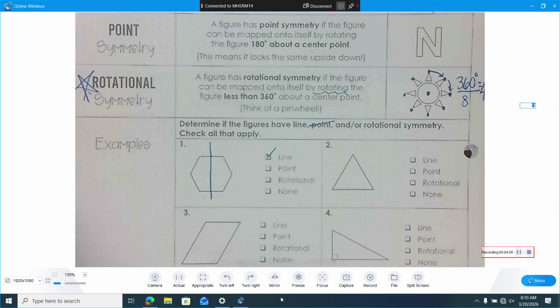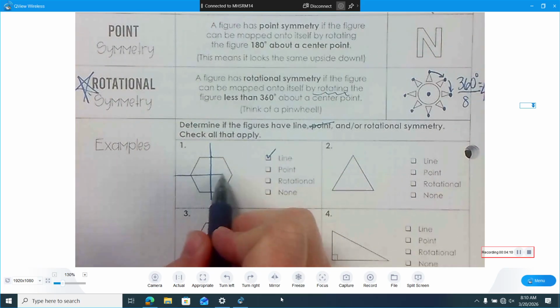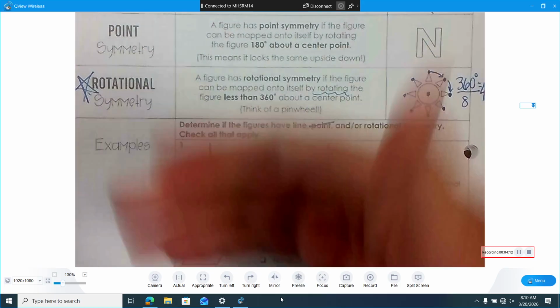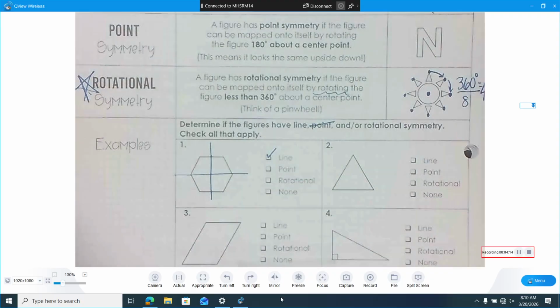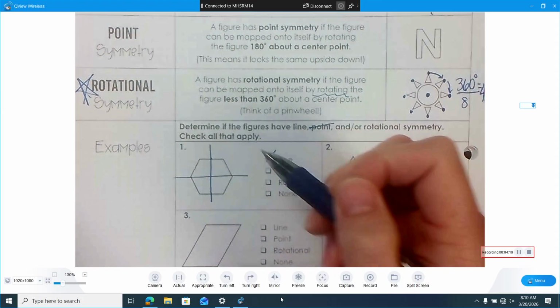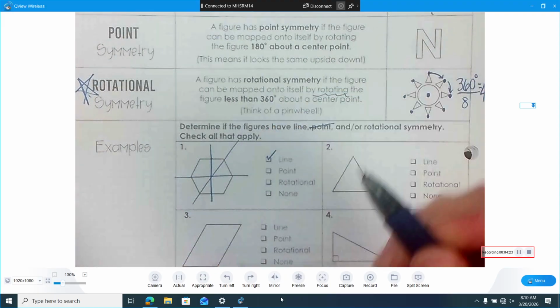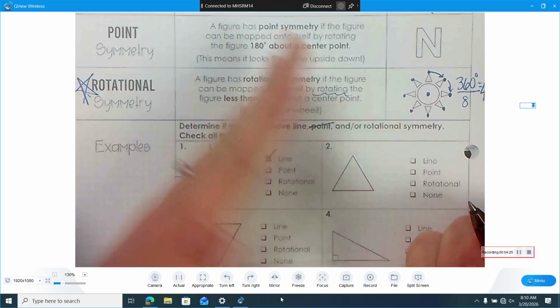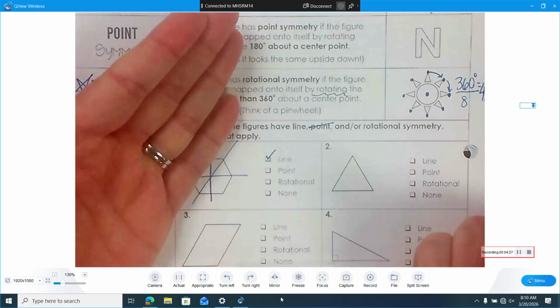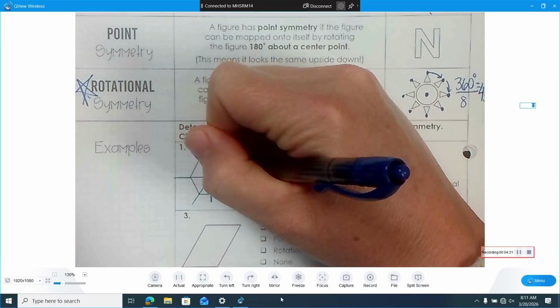Is that the only line? No. Okay, so we could go this way too, horizontally. So now the top is a mirror image of the bottom. That's true. Is that the only way? Diagonals. Yeah, we absolutely could do diagonals here. So right here, now you see this side is a mirror image. Is there another one? Yeah, the other diagonal, yeah.